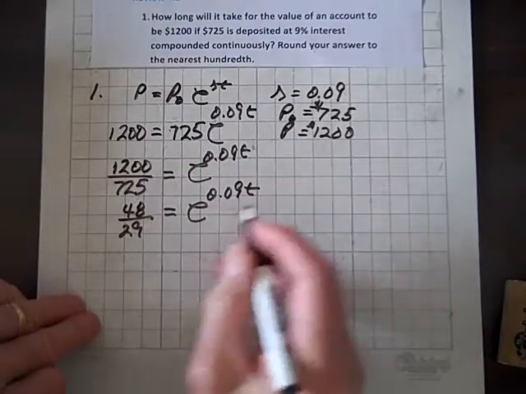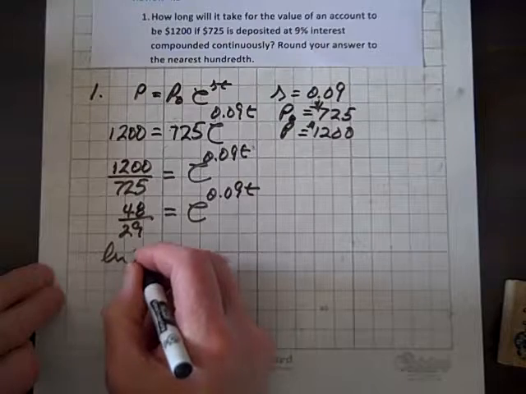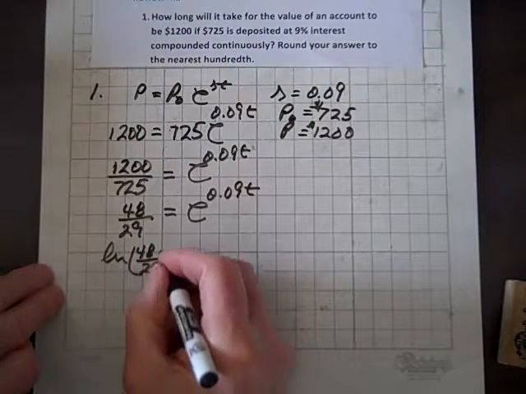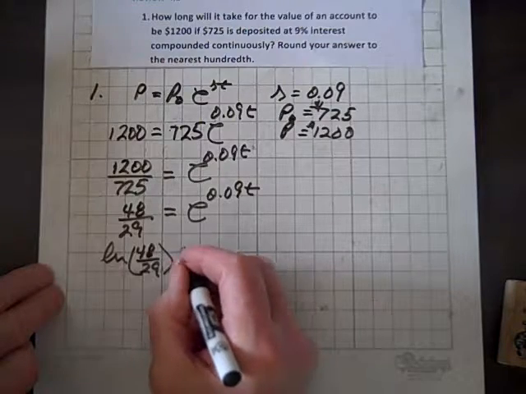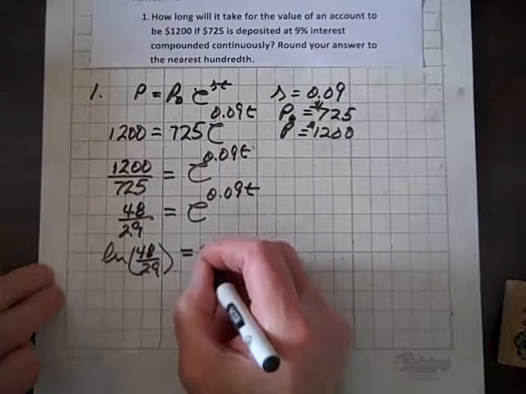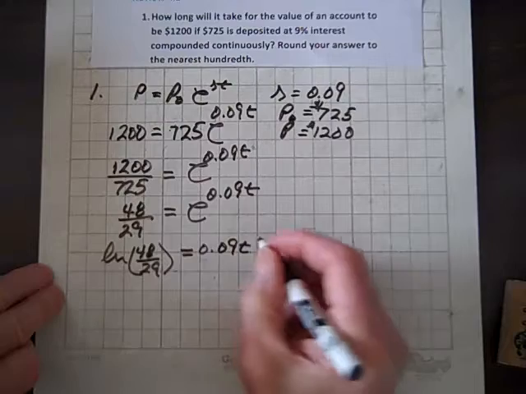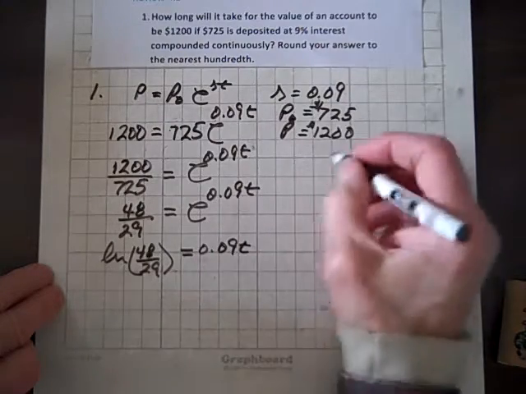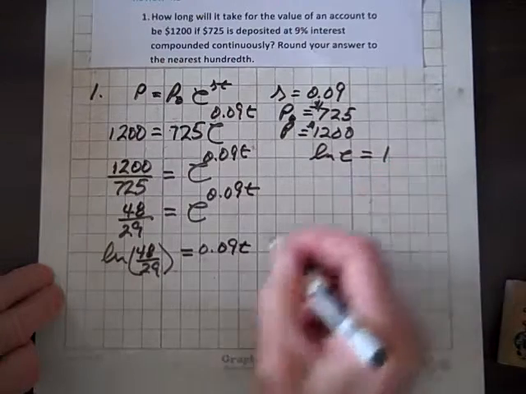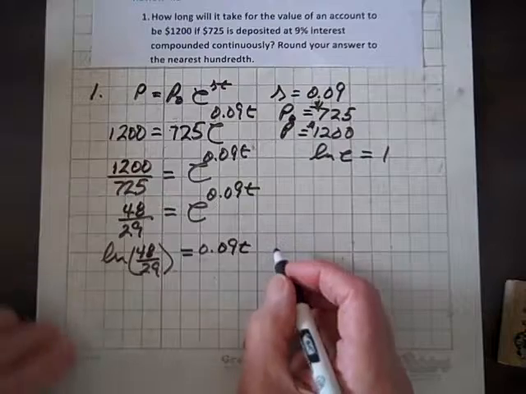Now we'll take the natural log of both sides, so we get ln of 48 over 29. Make sure you put parentheses around that when you enter it into your calculator. And by the law of exponents, we can bring the exponent down into coefficient position, and you know that ln of e equals 1.